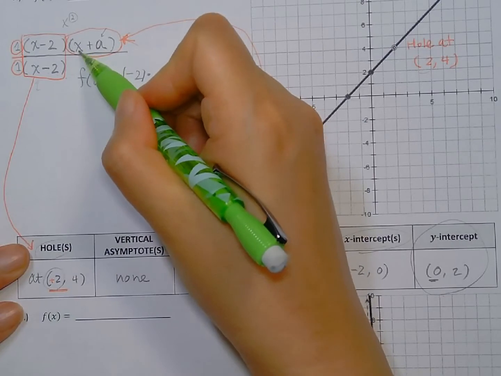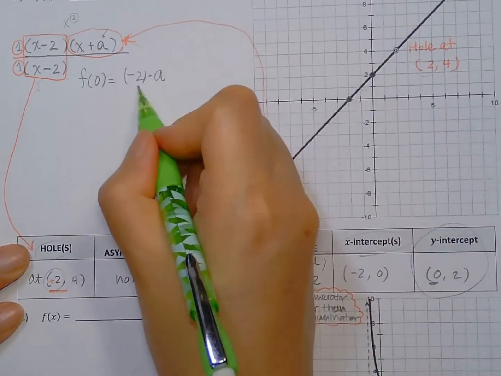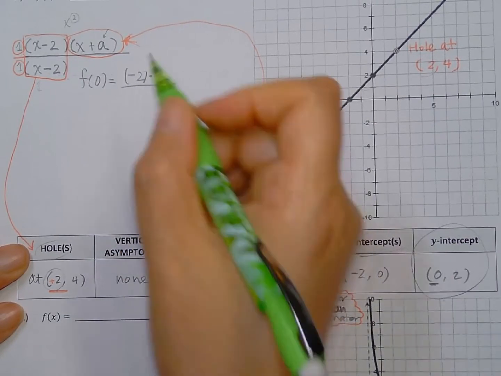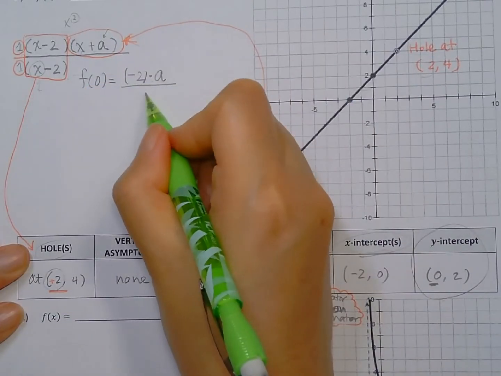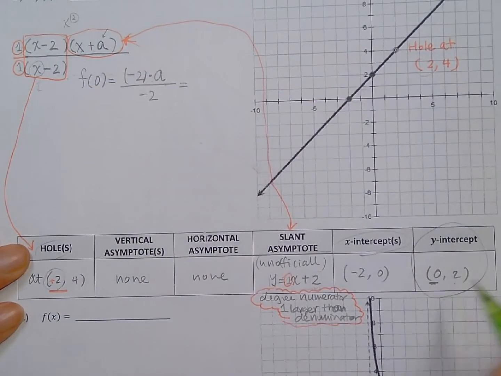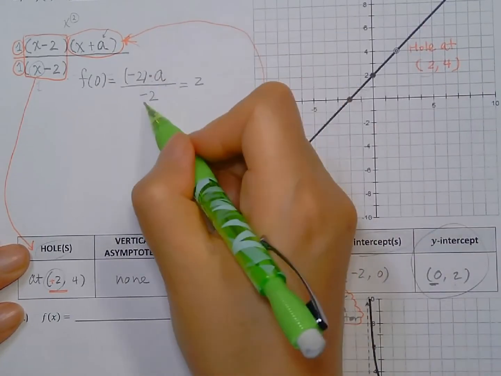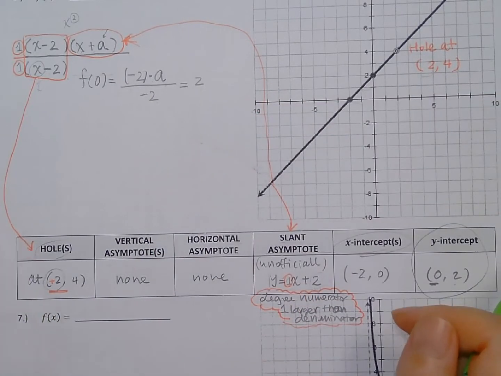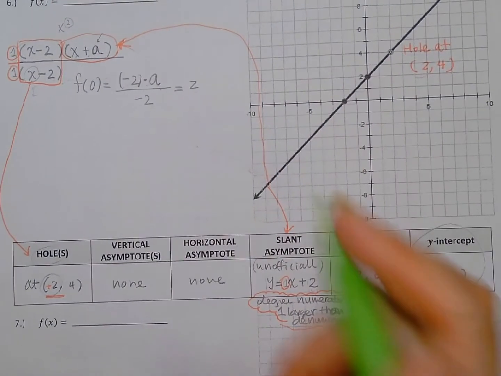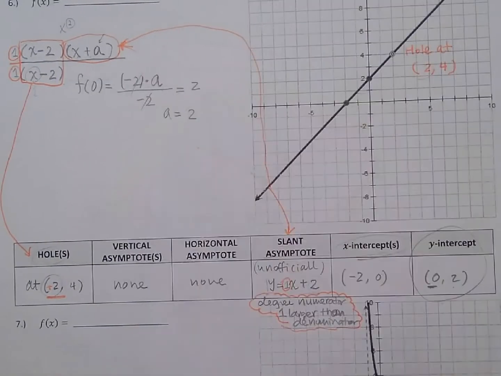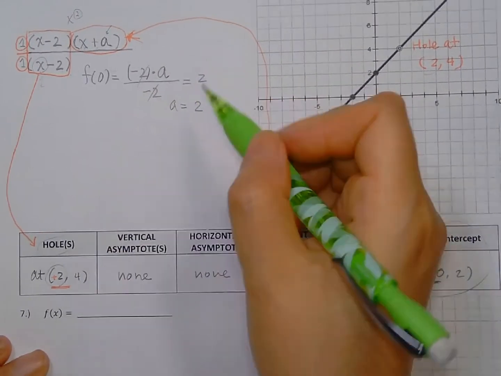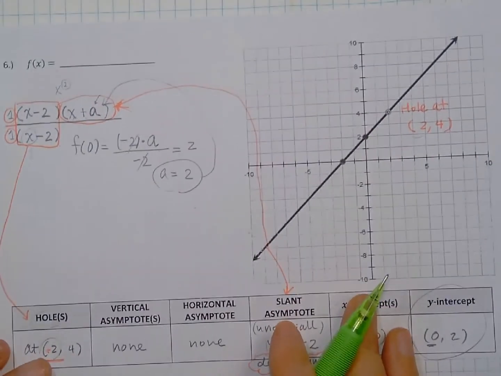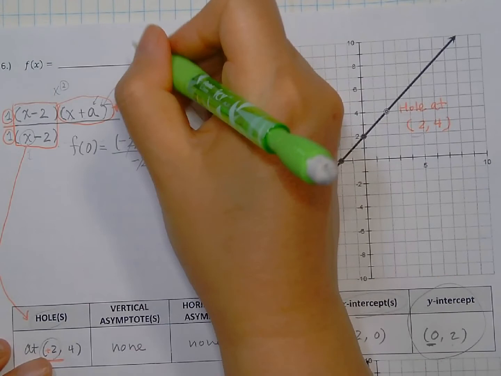then 0 goes in x, so 0 plus a is a. So this is just becoming negative 2 times a over, now this is 0, so it's 0 minus 2, which is minus 2. It's supposed to be what? It's 2. So this means negative 2a over negative 2 is 2. Then cancel, a is what? 2. Oh, is that it? Yeah. Then we just figure out what a is supposed to be, just 2. So then we're done.